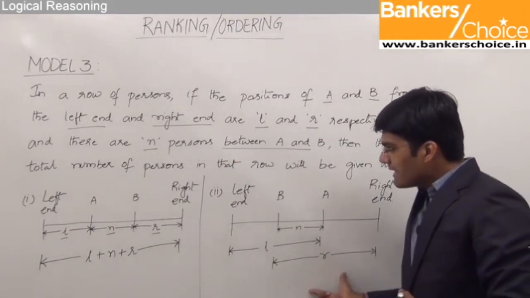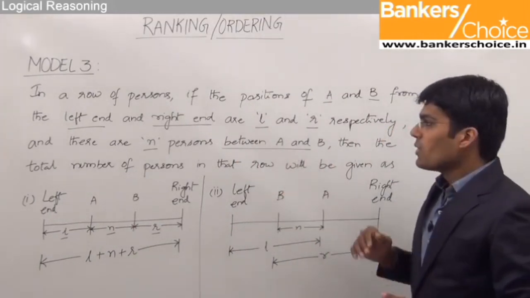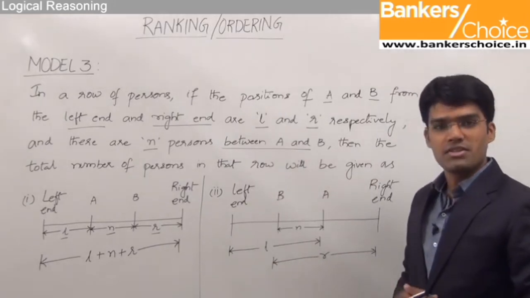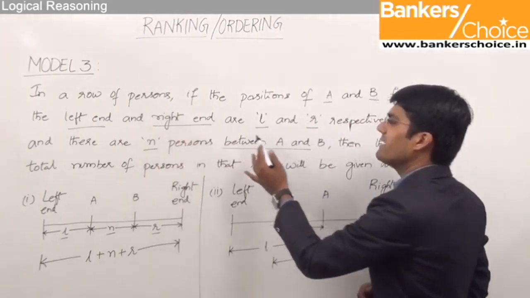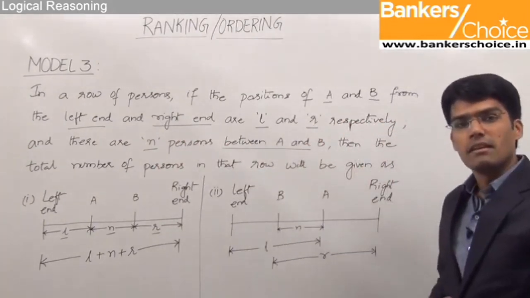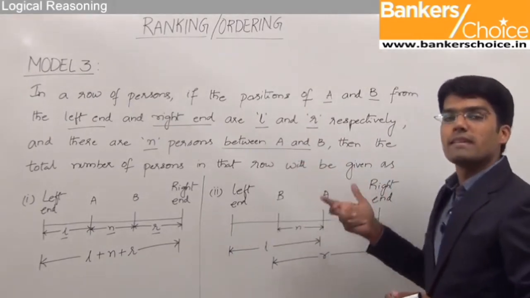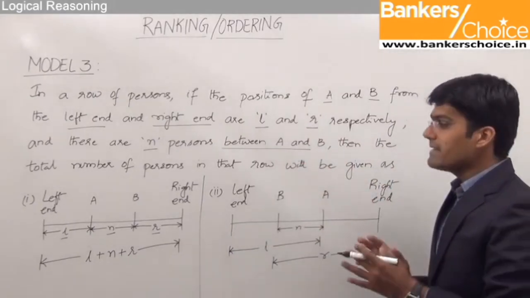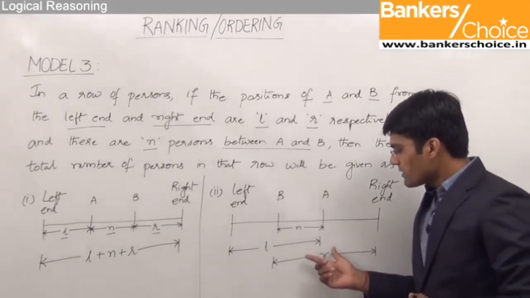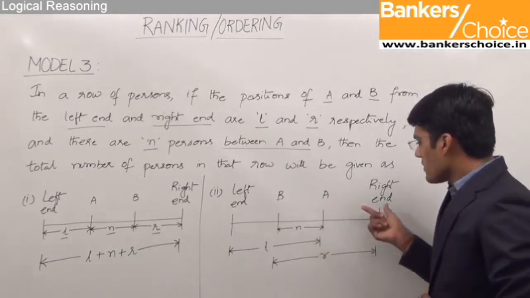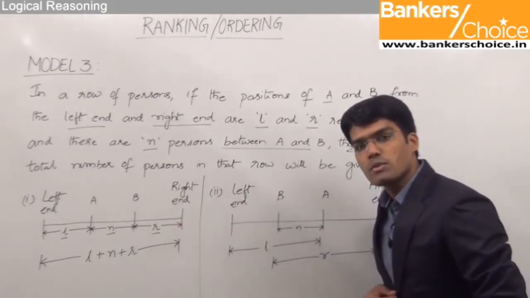Before we understand this, let me draw your attention to one important point in the given statement. If you observe, the given statement only mentions that the positions of A and B from the left end and the right end are L and R respectively. But nowhere has it been mentioned that A is closer to the left end or A is closer to the right end. That is the reason we are considering both the possible cases here. So now if we come back to case number 2, A is closer to the right end and B is closer to the left end, which is quite opposite when compared to case 1.